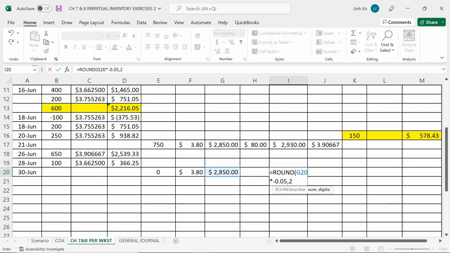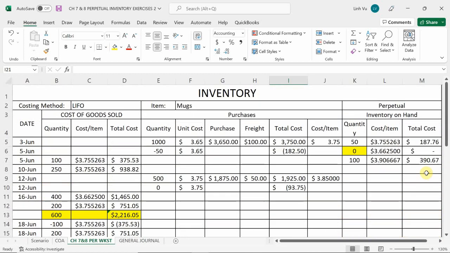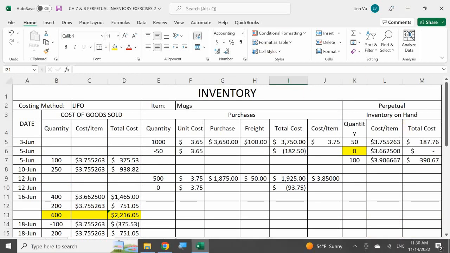You're going to take this number and multiply by negative because you're subtracting it out of your inventory, for $142.50. If this amount is going to come out of your inventory, where are you going to put it? You're going to take that out from your last batch of inventory. We have to be very careful because we self-referenced everything.